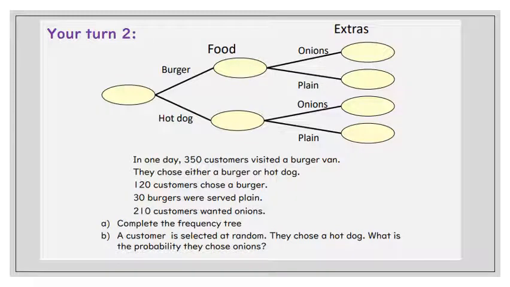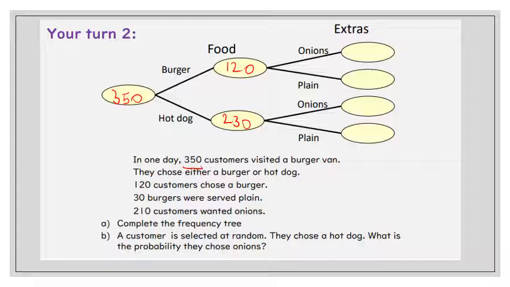So, a chance for you to have a go at doing this yourself. So have a go at copying this down and fill in the information for me, please. So looking at this, we've got 350 customers. So that goes in here. 120 chose a burger. So we can then say hot dog must be 230, because these two numbers, burger and hot dog, must add up to make 350.